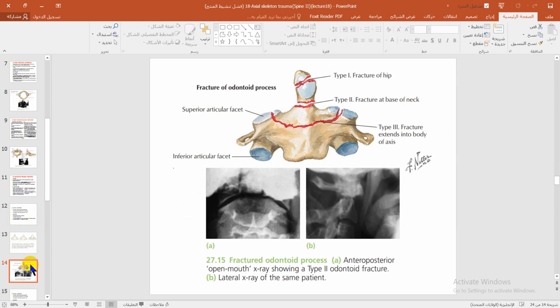Here is the fracture and the X-ray pictures. You see it. Anterior open mouth X-ray, type 2 odontoid process fracture. Here, see, like this one. Here, a shearing force cuts the odontoid process.